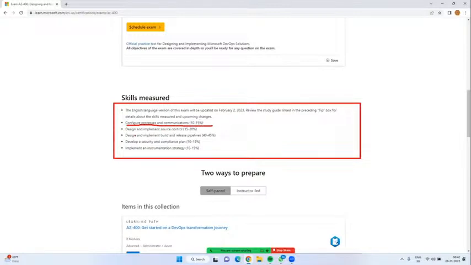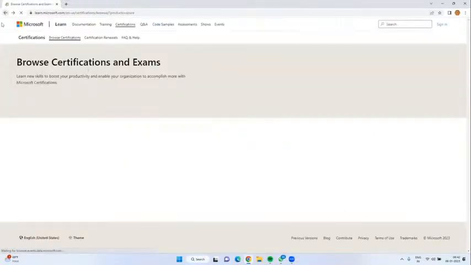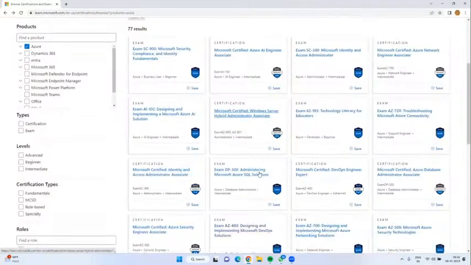Configure and process 15%, designing and implementing source control 20%, release management 45%, security and compliance 15%, instrumentation strategy 15%. This is the syllabus of Azure DevOps. So these many papers are there for Azure.